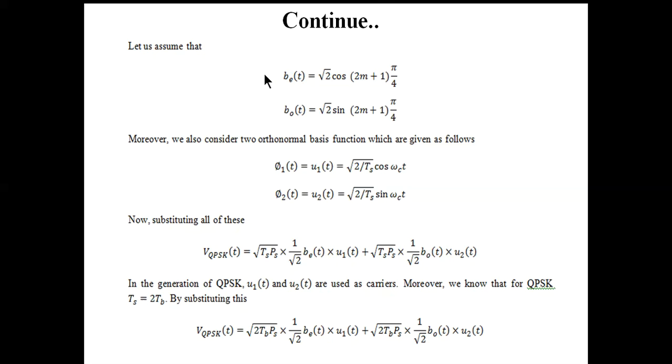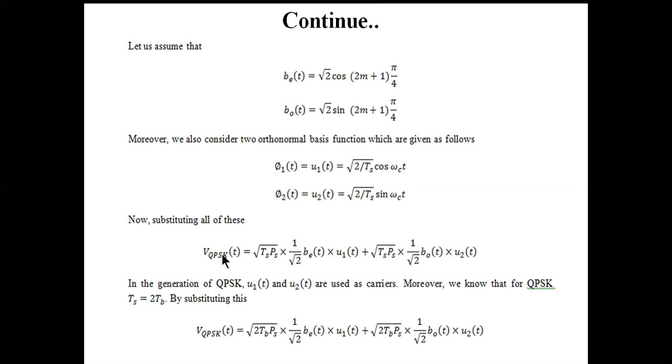Now substituting b_e(t), b_o(t), u1(t) and u2(t) into the previous equation, we get this kind of equation. That is V_QPSK(t) equals root Ts into Ps multiplied by 1 by root 2 b_e(t) into u1(t), plus root Ts into Ps multiplied by 1 by root 2 b_o(t) multiplied by u2(t). So in the generation of QPSK, u1(t) and u2(t) are used as carriers.